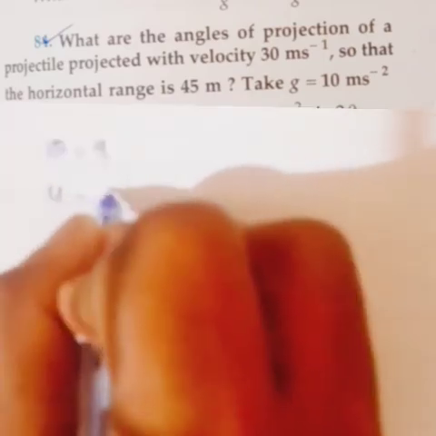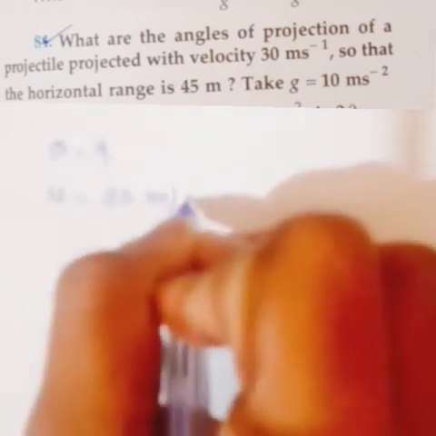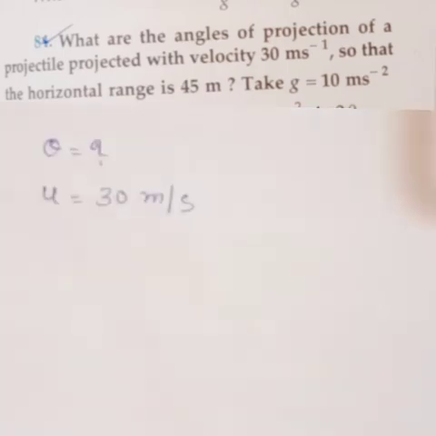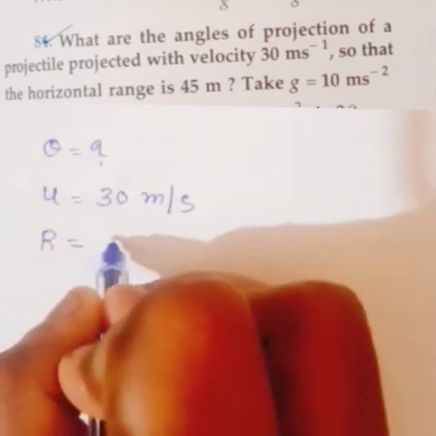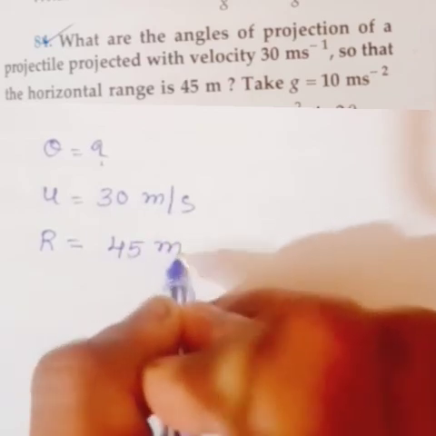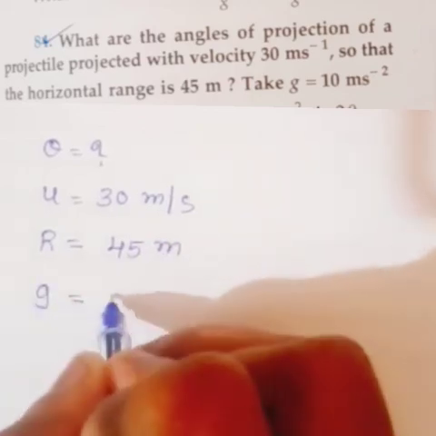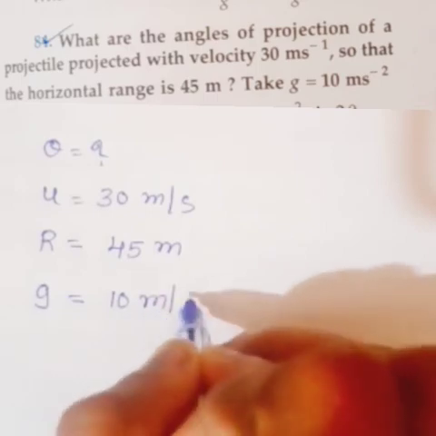Okay, so you have to find out angle theta. Then which are the given terms? Projected with the velocity 30 meter per second, so u is equal to 30 meter per second. Initial velocity is 30 meter per second. Also one more term is given, the horizontal range, capital R, which is 45 meter. Then g is equal to 9.8 meter per second square, or we take it as 10 meter per second square.